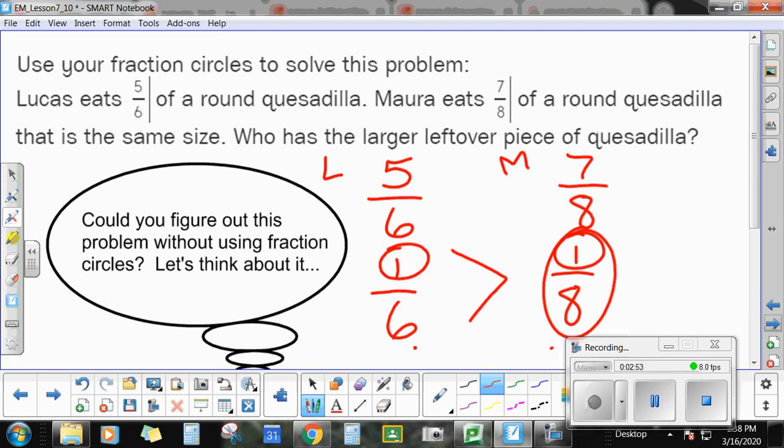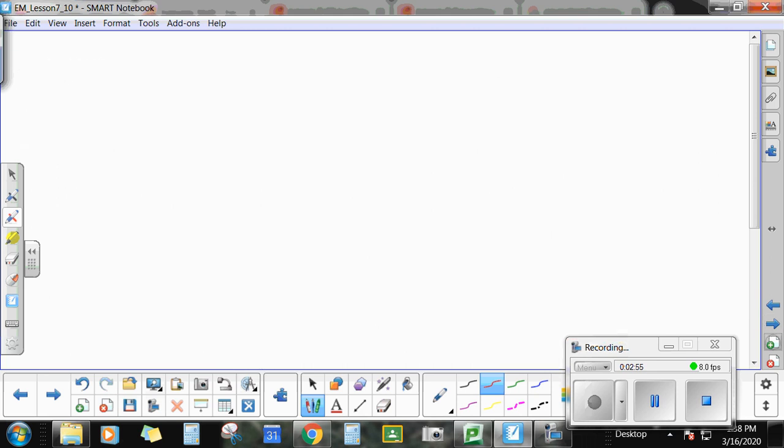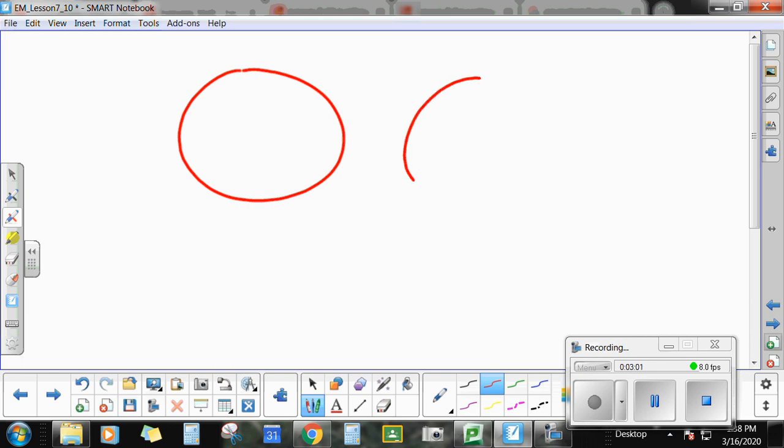Okay, so let's go ahead and draw that out as fraction circles so that we can see it. I want you to draw 2 fraction circles, starting them out about the same size, okay, to represent our quesadillas. And we're going to model 5/6 over here, and over here we're going to model 7/8.